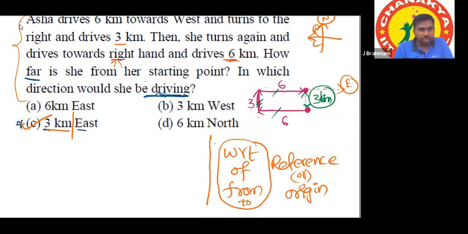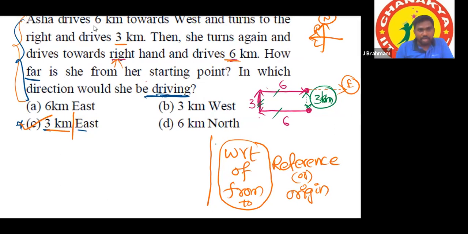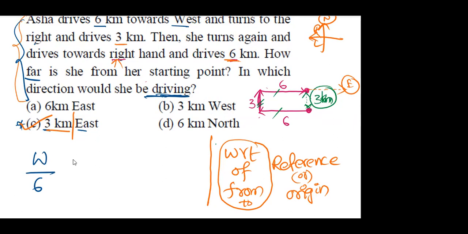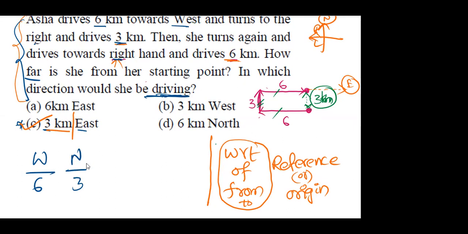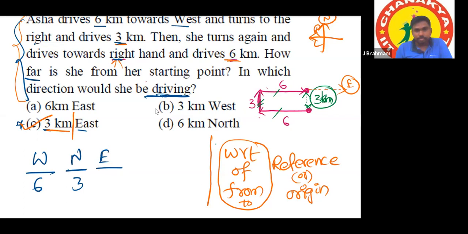We have to take the given information, the complete information, in this format. Asha drives 6 kilometers towards west. Initially it is west, and it is 6 kilometers. Then turns right. From west, if you turn right, the direction will be north. The distance is 3 kilometers. And then she turns again right. From north, if you turn right, it will be east, and the distance is 6 kilometers. That's all. Total information is now in this box.